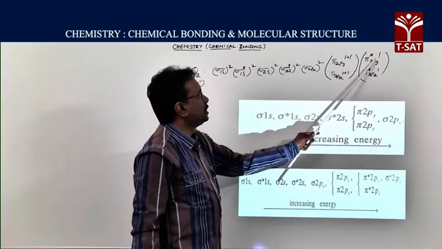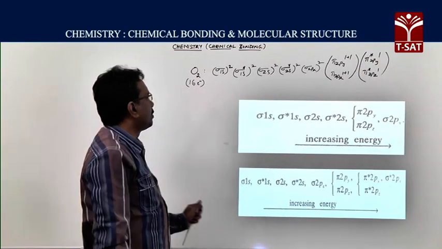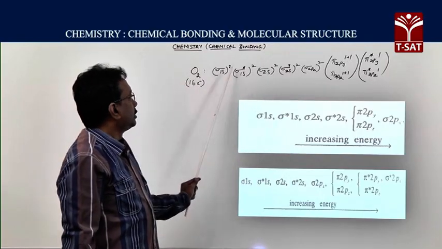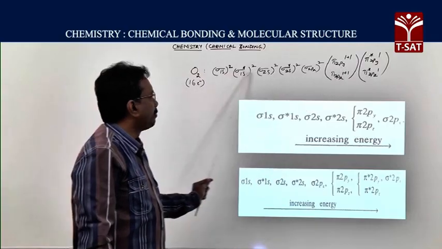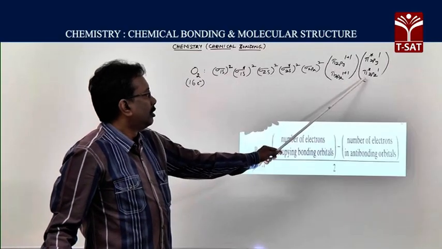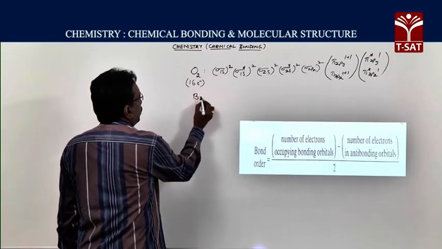Don't write 2 electrons here, because for degenerate orbitals we have to follow Hund's rule. That means if you observe this oxygen electronic configuration, except this, all the remaining are paired electrons. Now, by using this formula, I am calculating the bond order.